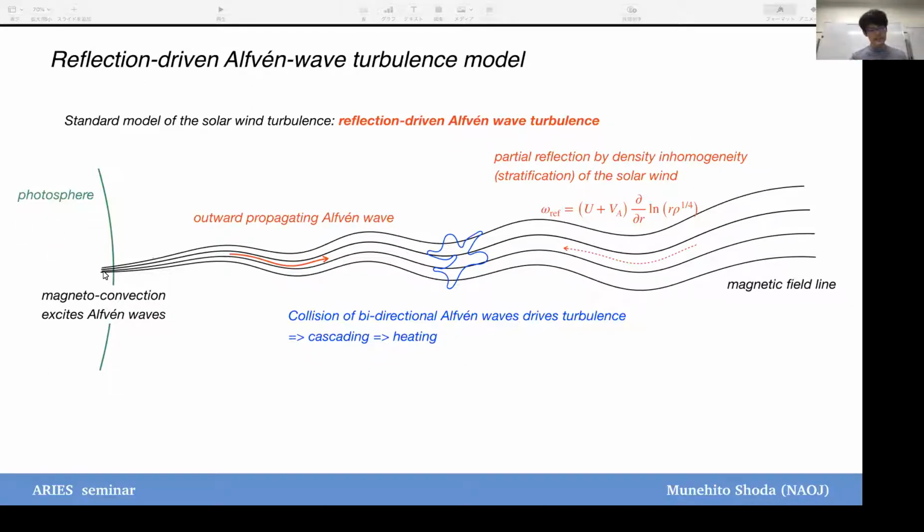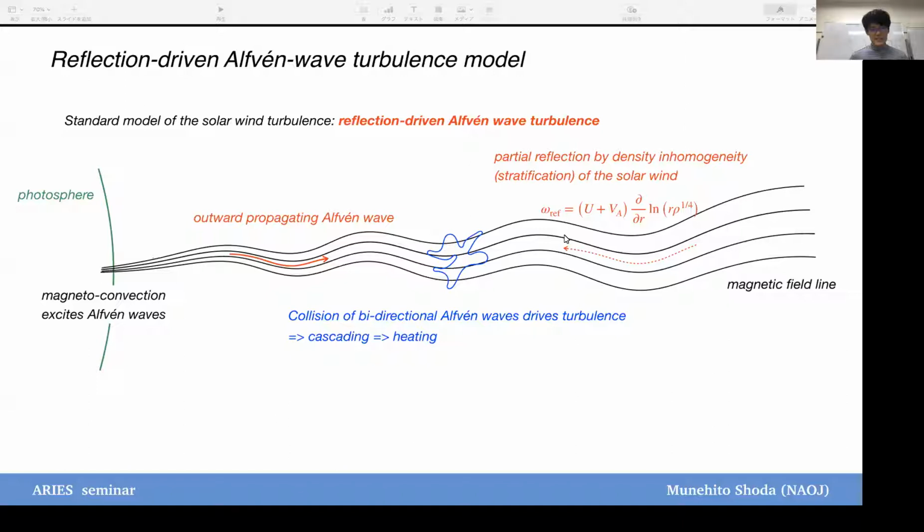So in this model, again, the Alfvén waves can be excited by the interaction between convective motion and magnetic field at the photosphere. And a fraction of the Alfvén waves can propagate into the corona. But because the corona is stratified, we have a gradient in the density. So we have a non-zero gradient inside the corona and solar wind. So you have a non-zero reflection frequency or reflection rate.